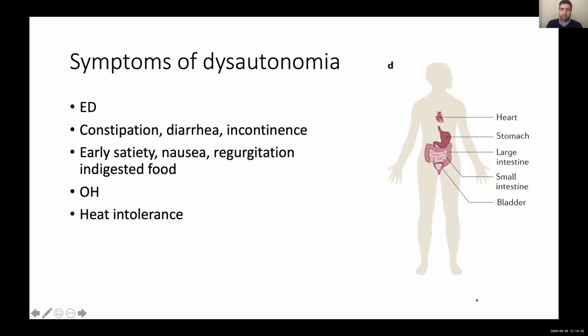Orthostatic hypotension, and I'll talk a little bit more in detail in the next slide, and heat intolerance. Remember, the autonomic system controls your body temperature. If it's very hot, you need to sweat. And if you're not sweating correctly, then you will feel very uncomfortable because your body temperature will rise, and you may feel very sick when it's warm.